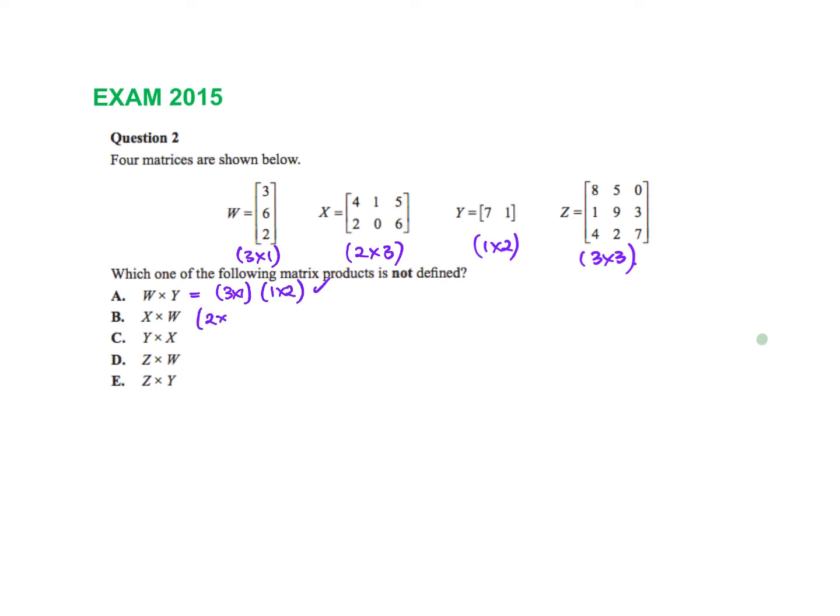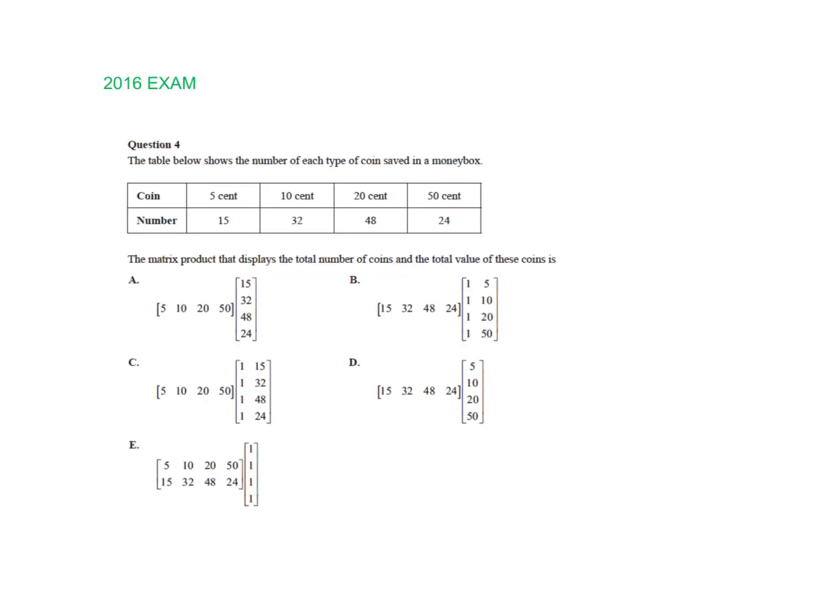If we look at X, we've got a 2 by 3 with W, which is a 3 by 1. That one's defined. Y's first. So we've got Y first, which is a 1 by 2 with X, which is a 2 by 3. That one's also defined. Z, we've got a 3 by 3 with W, 3 by 1. That one's defined. So hopefully this last one is not. Z is a 3 by 3 with Y, a 1 by 2. So these ones are not equal, not defined. There's the answer.